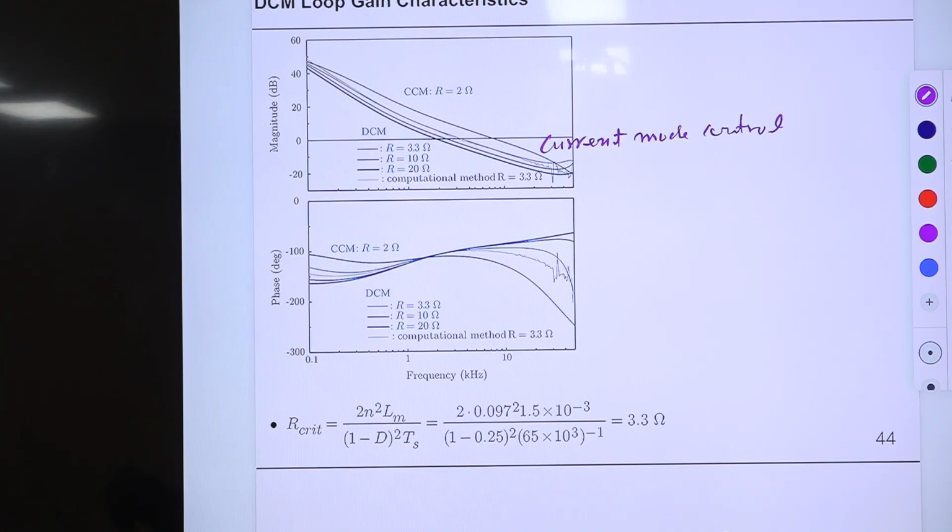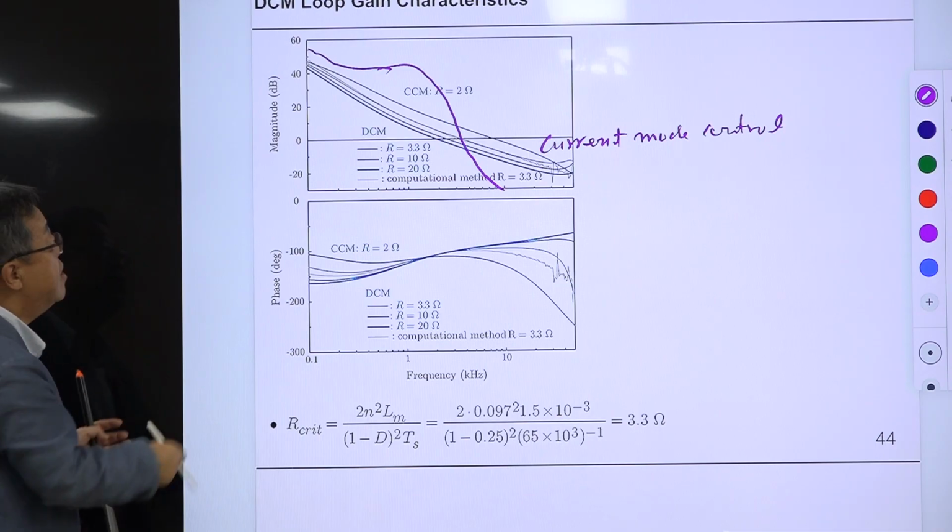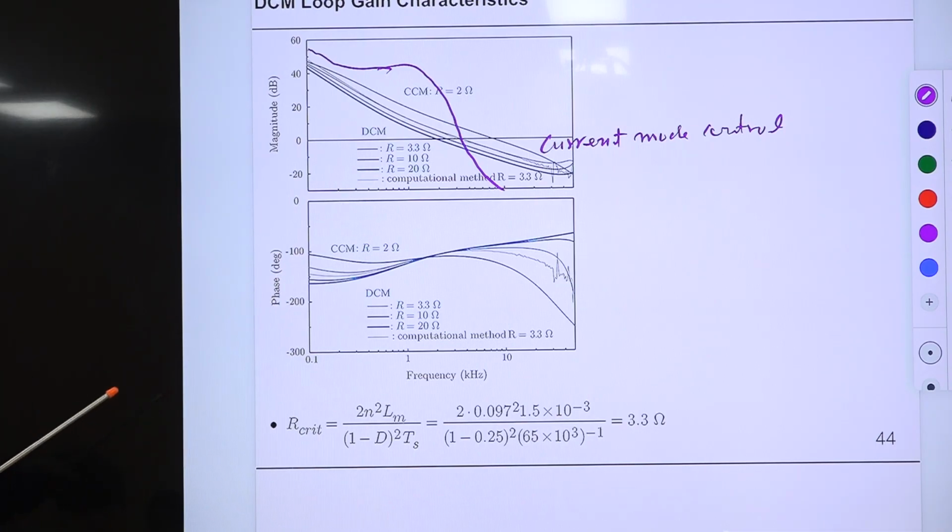Okay, for the voltage mode control, loop gain will be something very different here. Something like this. So there is a huge change in the shape of the loop gain. This is the CCM, and DCM will be similar to this. DCM may remain the same, but the CCM case will be very different. Then all the dynamics are different.